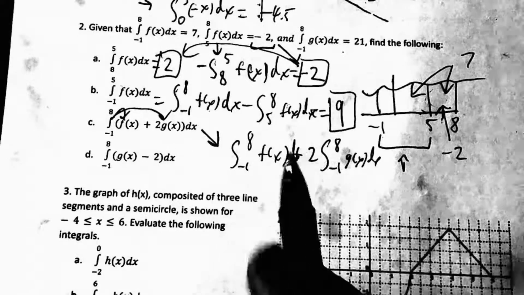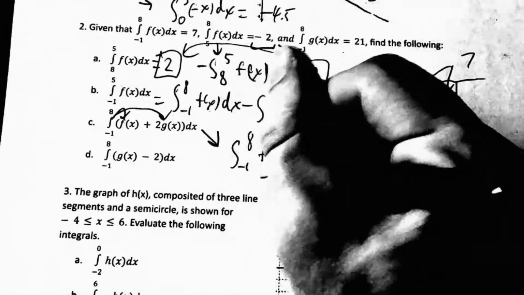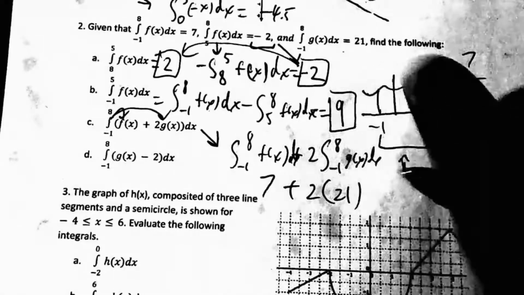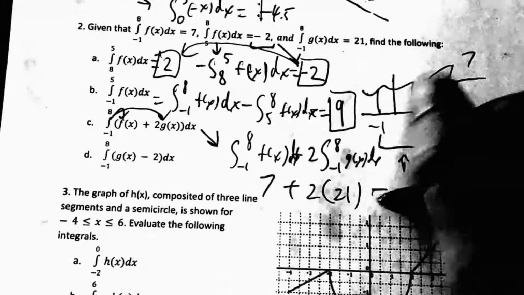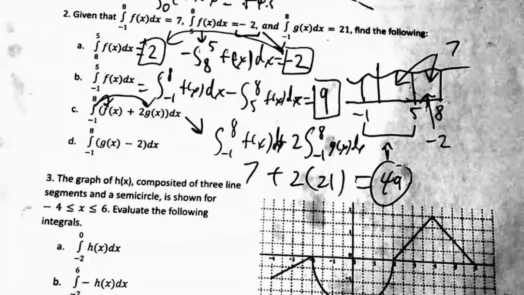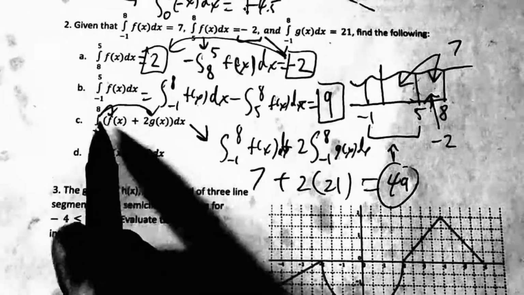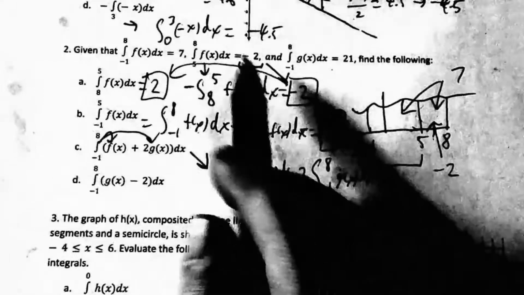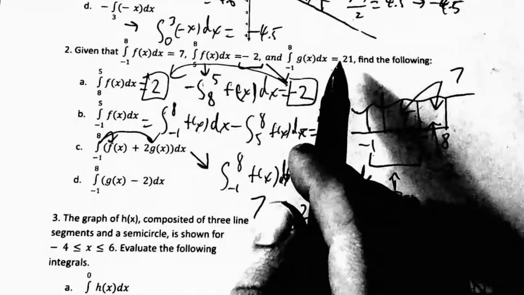So I know that negative 1 to 8 of f is 7. So this is a 7 plus 2 times the integral of g of x, which is 21. So that's 42 plus the 7. That's 49. So for C, that's 49. It's literally just one of these integrals plus 2 of these integrals. So it's 1 seven and 2 twenty-ones.